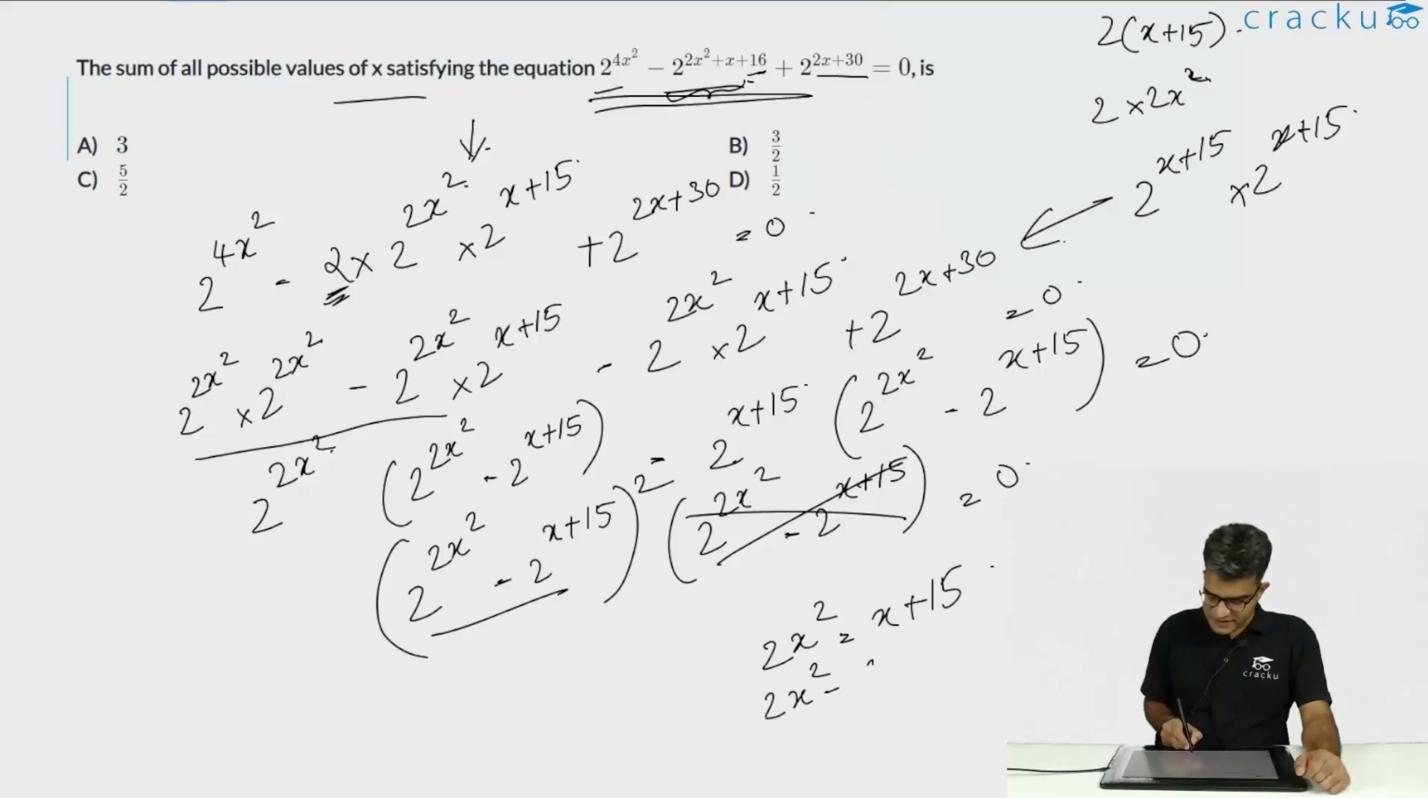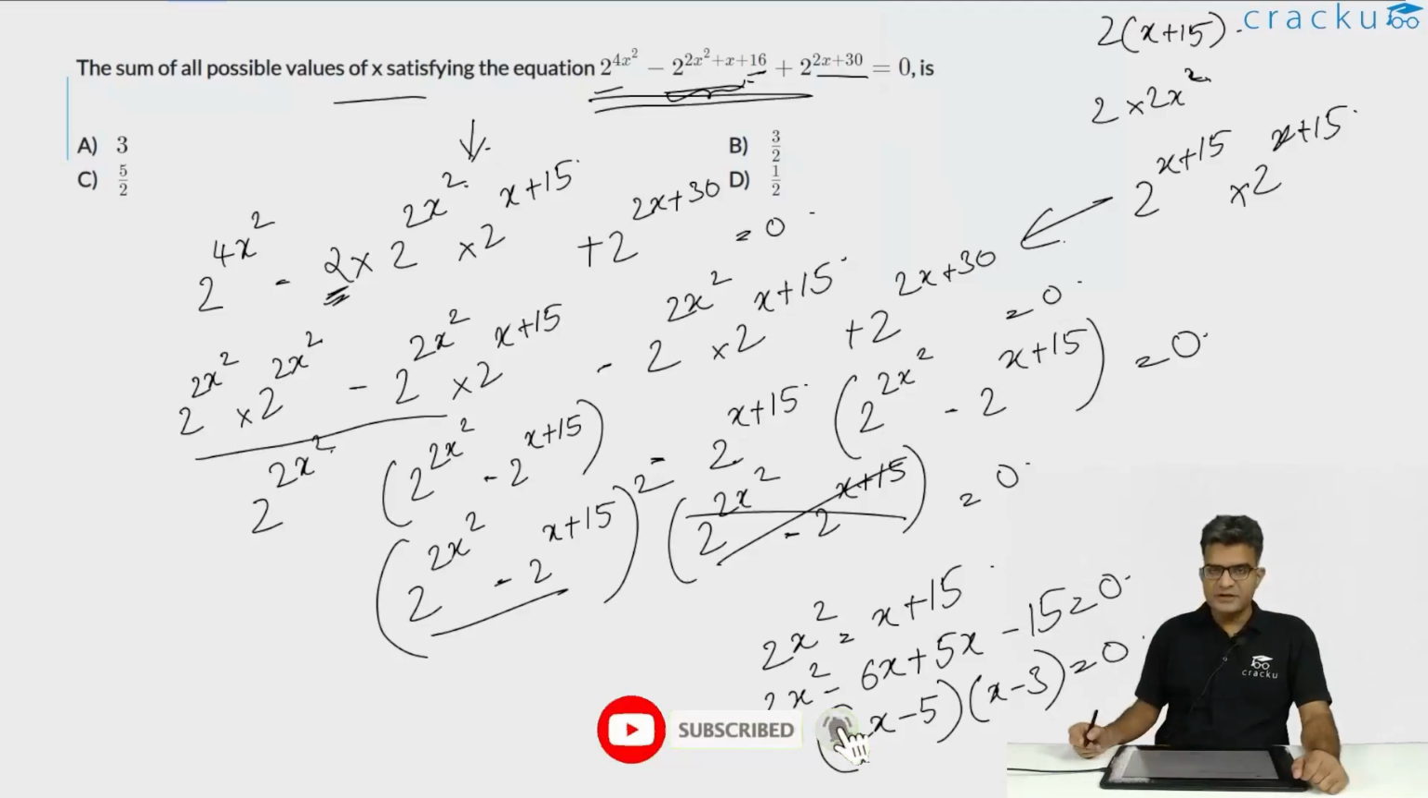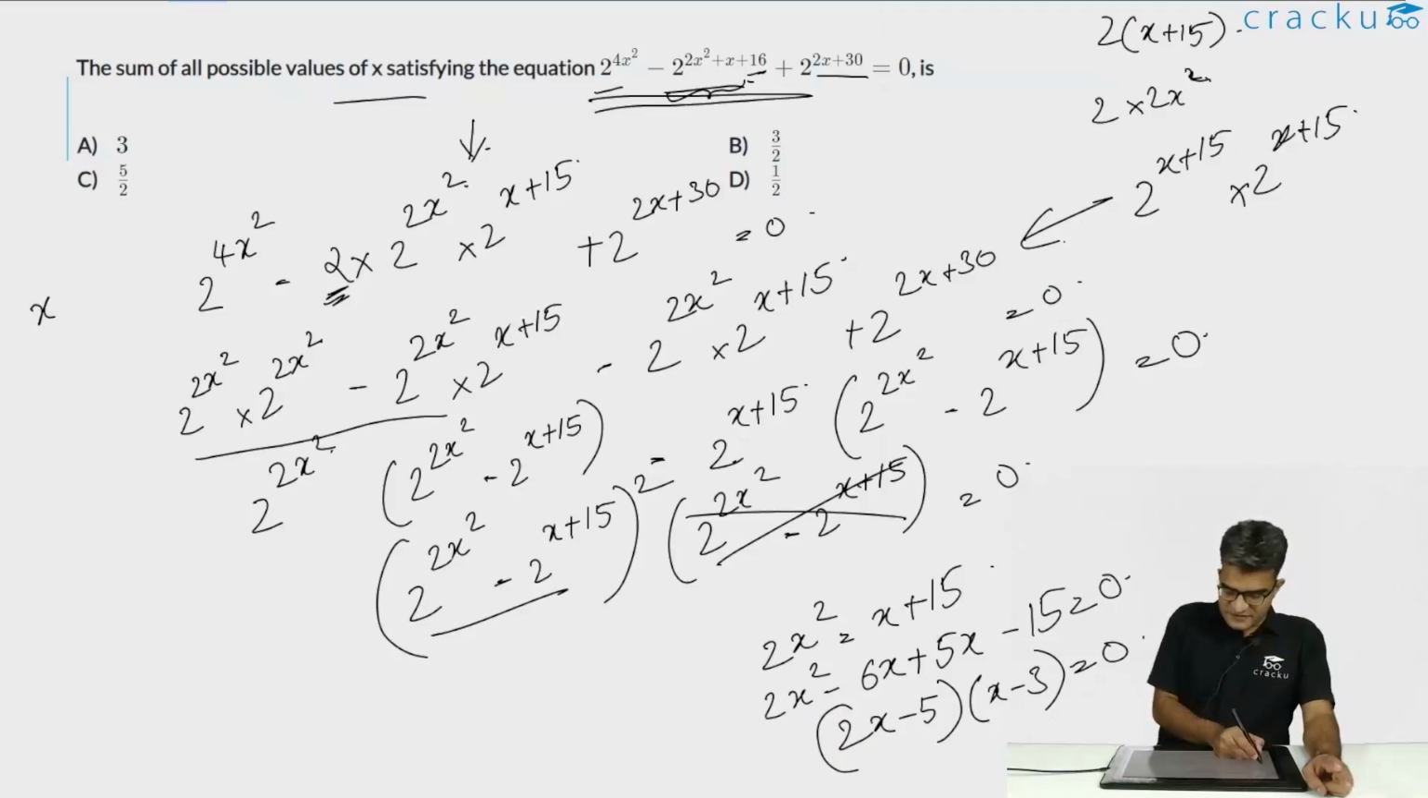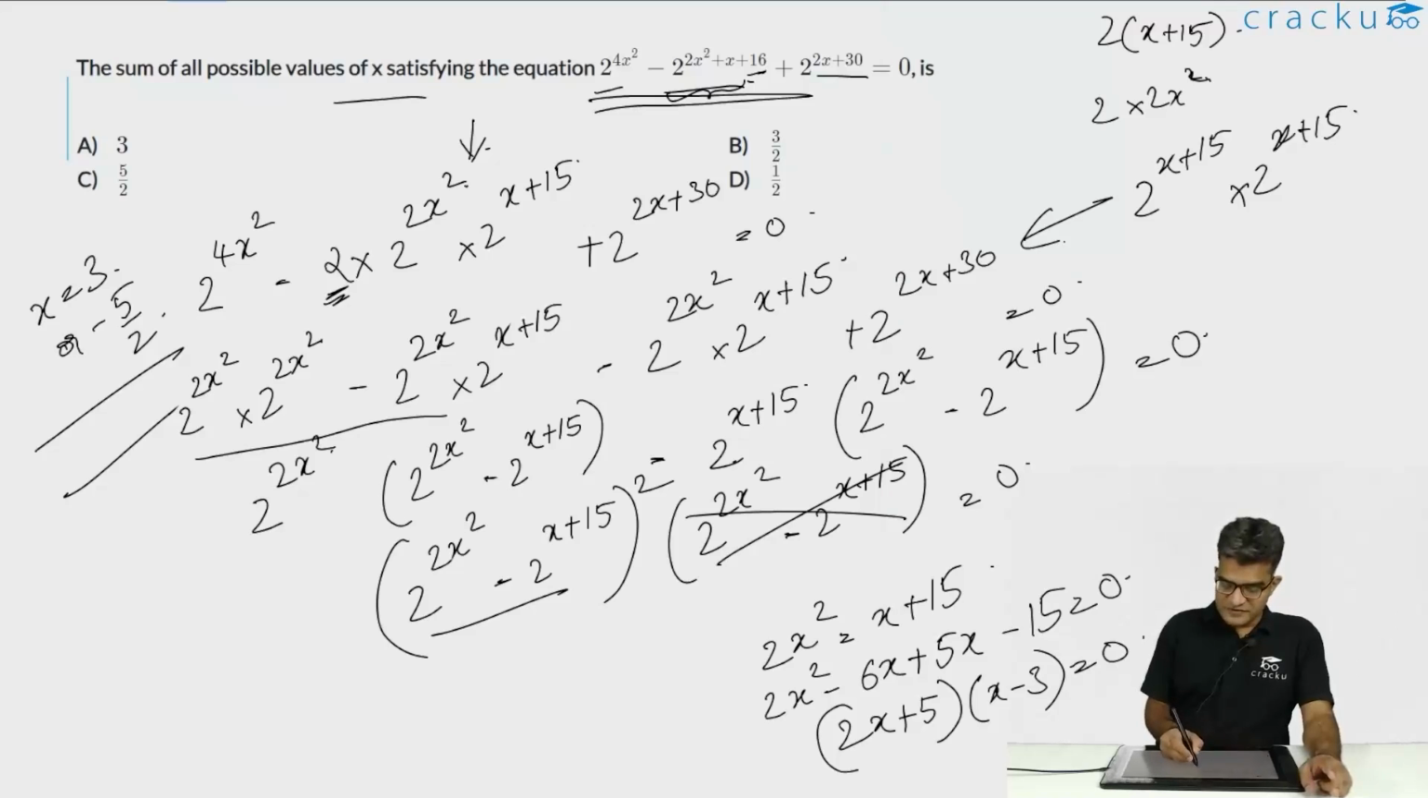This is 2x square minus 6x plus 5x minus 15 is equal to 0. Or this is 2x minus 5 into x minus 3 is equal to 0. So the two values of x which satisfy this given equation are either x is equal to 3 or it is equal to, this is 2x plus 5 or minus 5 by 2. So the sum of these two will be 1 by 2, which is option D.